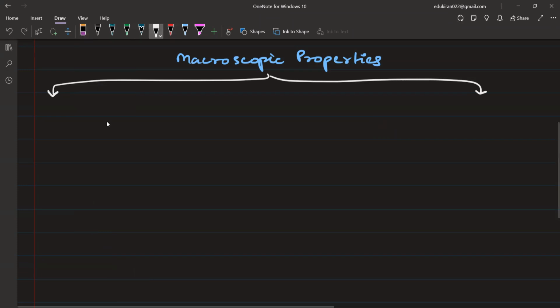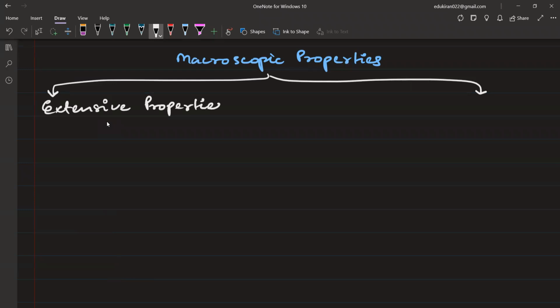So there are properties which depend on mass, which are known as extensive properties. Okay, they can be extended: you increase the mass, and the property will increase. For example, if you increase the mass of water, then the volume will also increase, and the number of moles will also increase. So these depend on the mass or amount of substance.